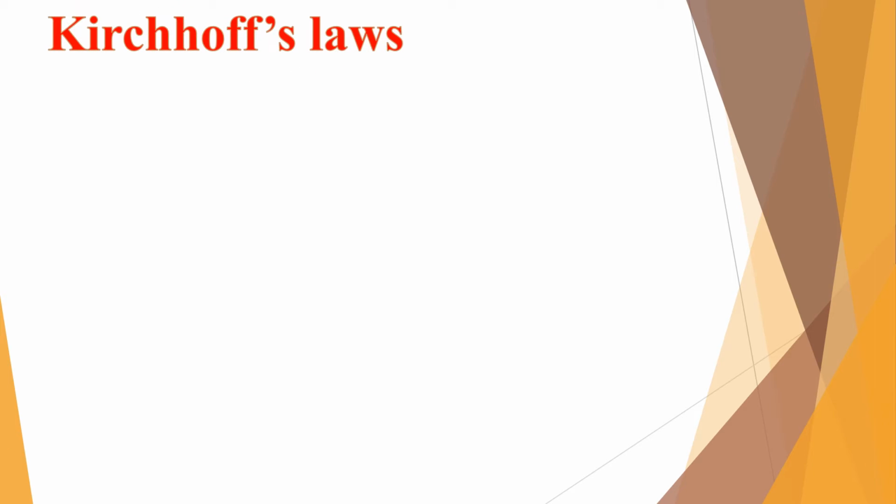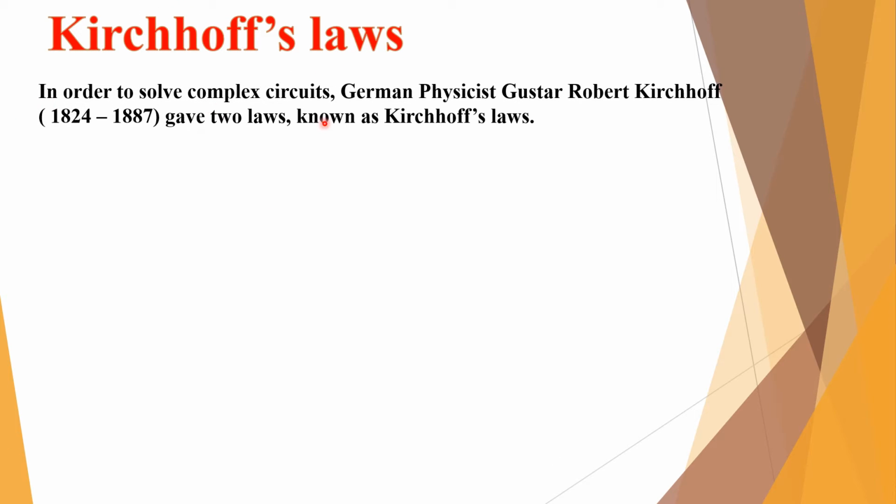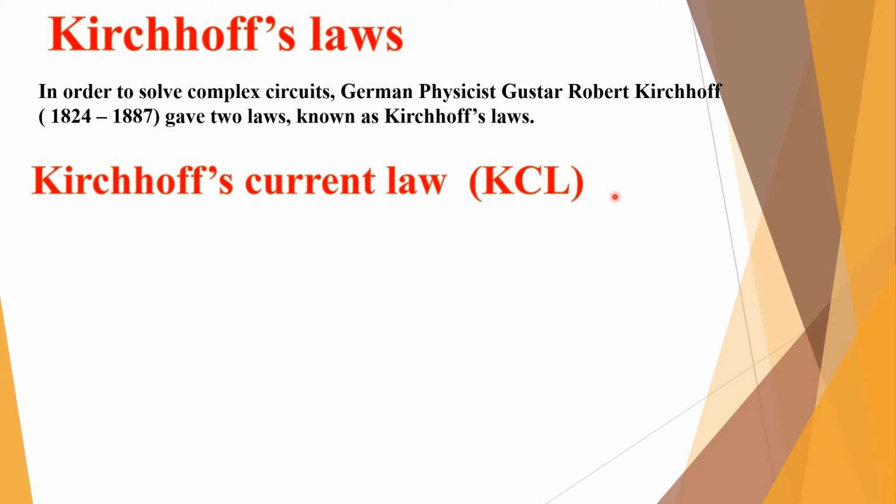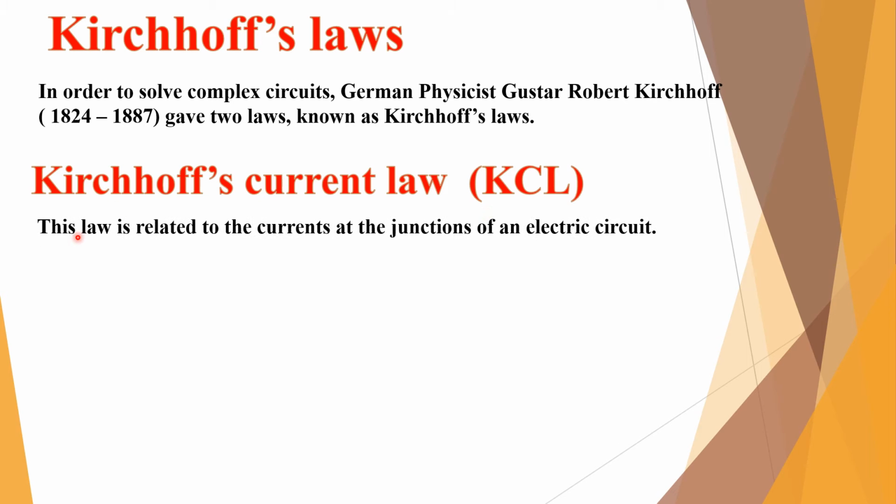In order to solve complex circuits, German physicist Gustav Robert Kirchhoff gave two laws known as Kirchhoff's laws: Kirchhoff's current law and Kirchhoff's voltage law. Kirchhoff's current law, or KCL. This law is related to the currents at the junctions of an electric circuit.